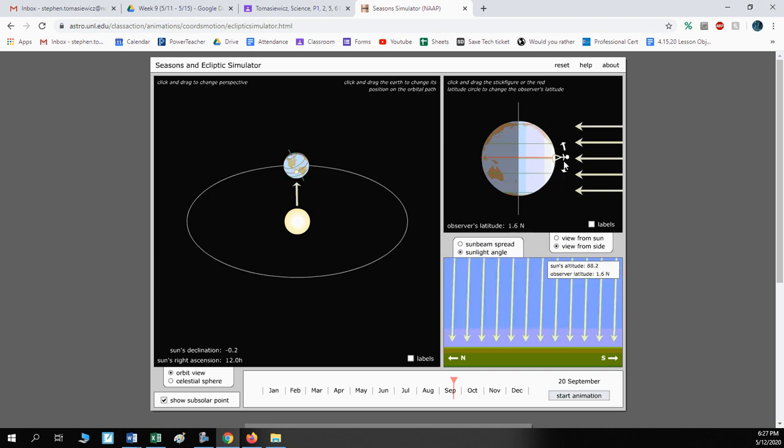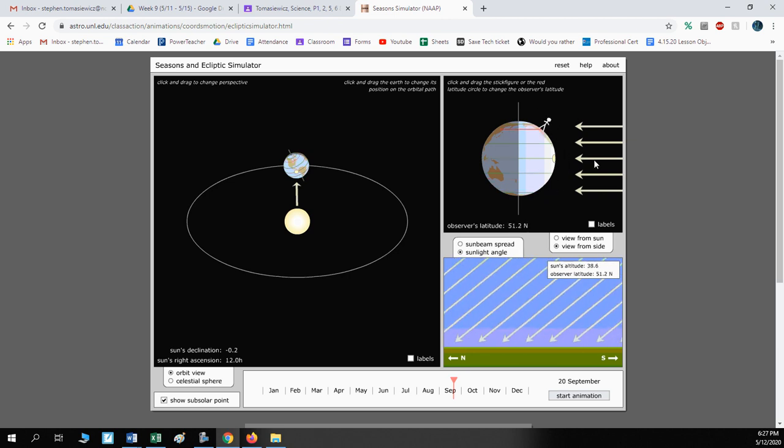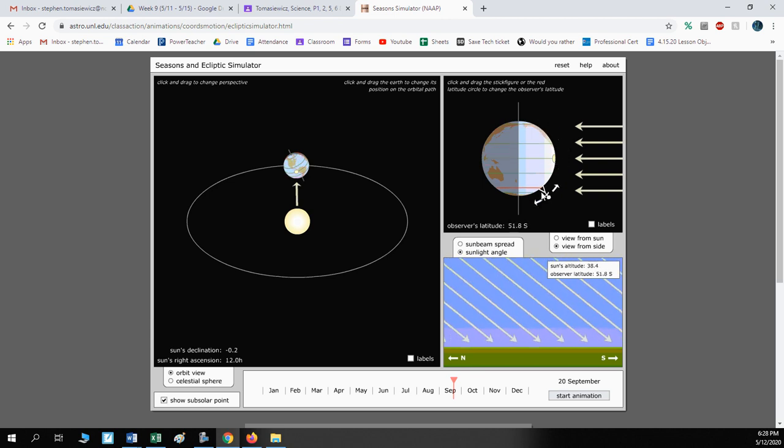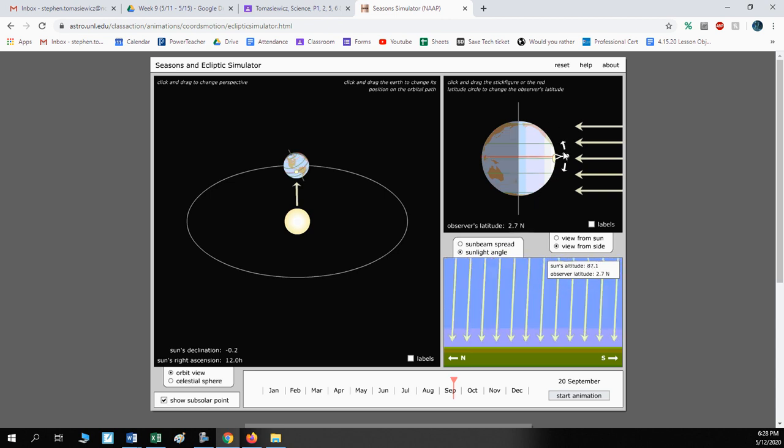That's interesting. One thing that's interesting is that from this perspective, when you're looking at the Earth from the side, the sun's rays are doing nothing. That makes sense because the sun isn't going up and down. But down here, something is definitely changing about the way that an observer would experience the sun.